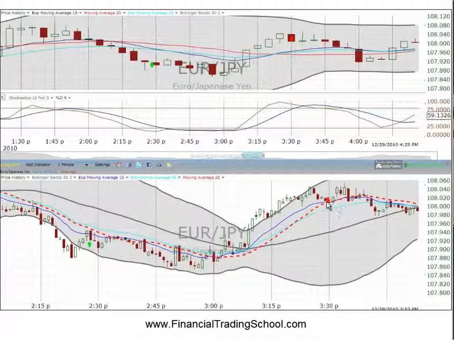But this is anticipation. I don't advise anticipation. Wait for confirmation when you're using these crosses. Usually the cross is too late, but depending on what expiry you're trading, and now we have a lot more different expiries than we did back last year, so it's flexible now.